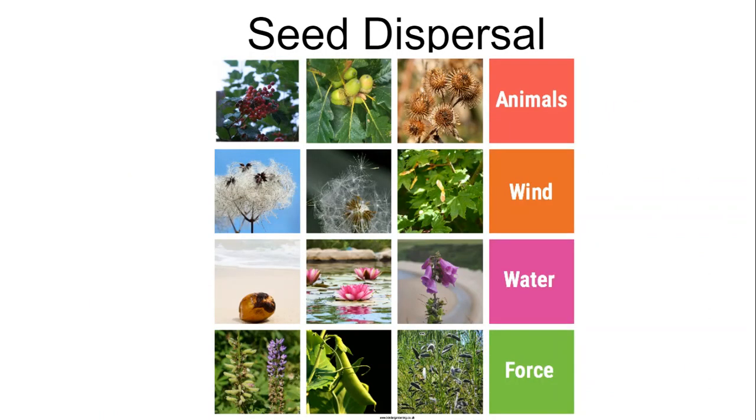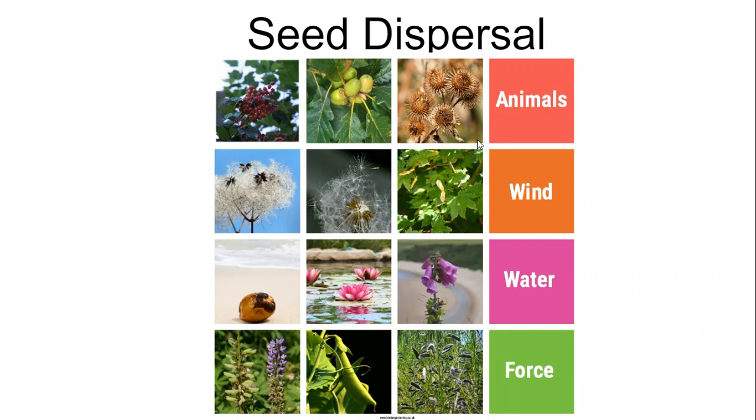The final stage is seed dispersal. Seed dispersal happens in multiple different ways, such as animals, when seeds such as burrs attach to their fur and then fall off as they walk or run around.